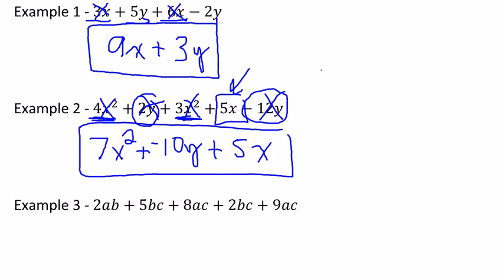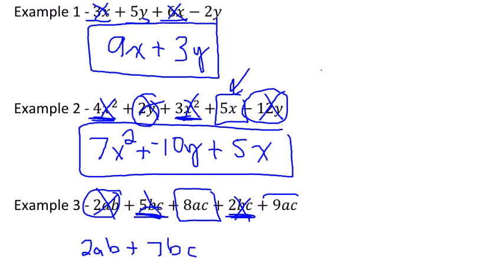Example 3, we look for like terms. This can just get a little confusing in your head. Start with AB's, and I've got 2AB. Do I have any other AB's? I don't, and so I just write 2AB down. So that one didn't have any like terms. I look for BC's. I've got a 5BC here and a 2BC there, and so I can add those two together to get 7BC. And then the last two terms are AC terms. And so 8AC plus 9AC is just 17AC.